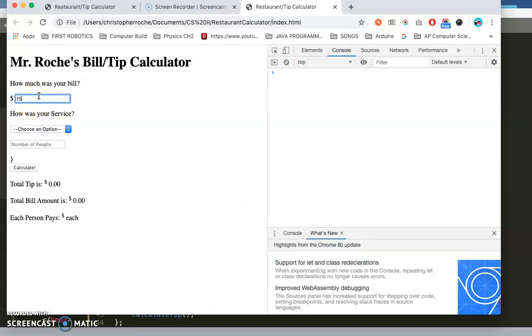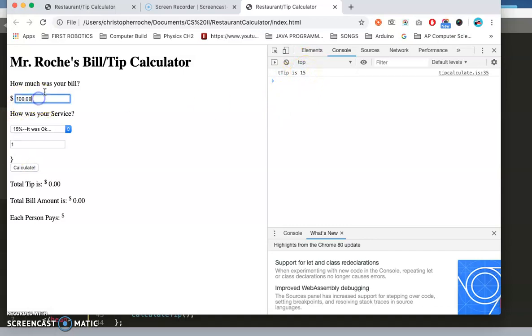Let's say like $150 for, oh, actually, let's make it 100 because it'll be easy to figure out. We'll say $100. We'll say 15% tip. I'll say one person, and we'll calculate it. And that's the thing. So the tip comes back 15. Okay, and that looks to me like an integer.